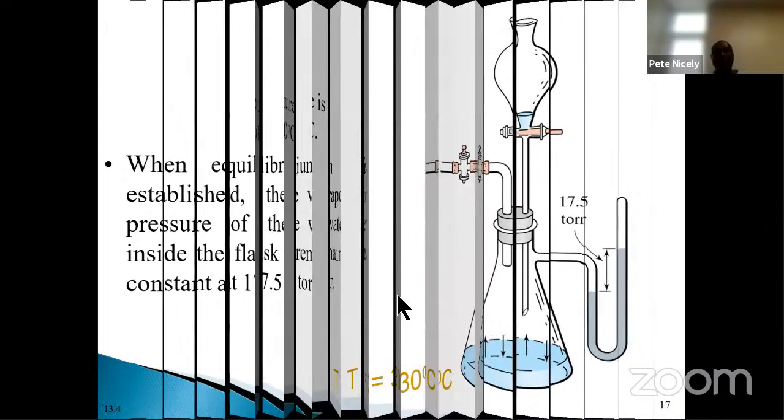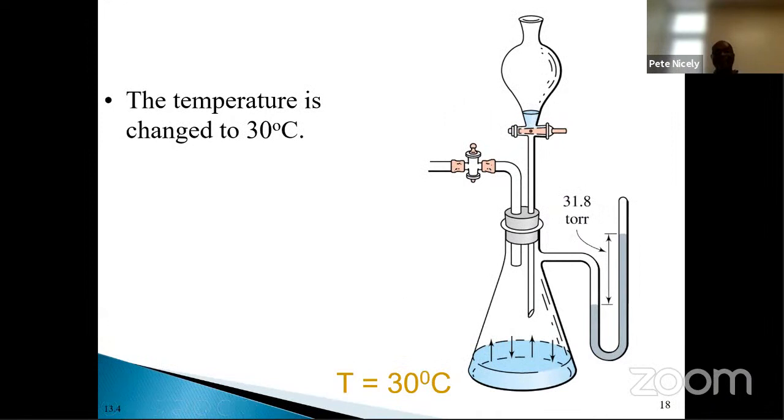Okay, so that's what happens at 20 degrees. So the next question is, what happens at 30 degrees? What happens when you increase the temperature of the water? Well, as you can imagine, you're going to have more of the molecules in the liquid state moving into the vapor state and therefore increase the vapor pressure above the water here. And that vapor pressure will be again exerted on the surface of the mercury here.